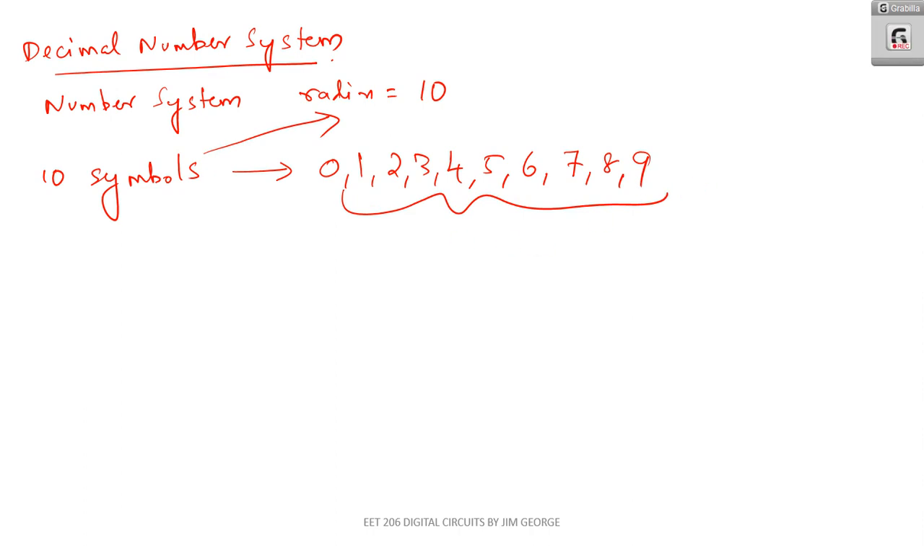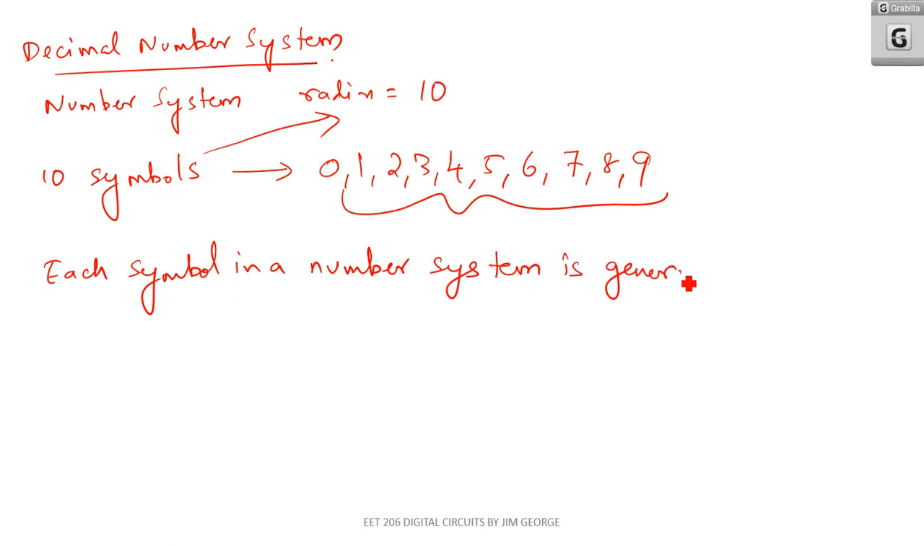No other symbol other than 0, 1, 2, 3, 4, 5, 6, 7, 8, 9 is permitted in the decimal number system. Okay. So each symbol in a number system is generally called a digit. Okay. So that is regarding number. That means here 0, 1, 2, 3, 4, 5, 6, 7, 8, 9 are digits.